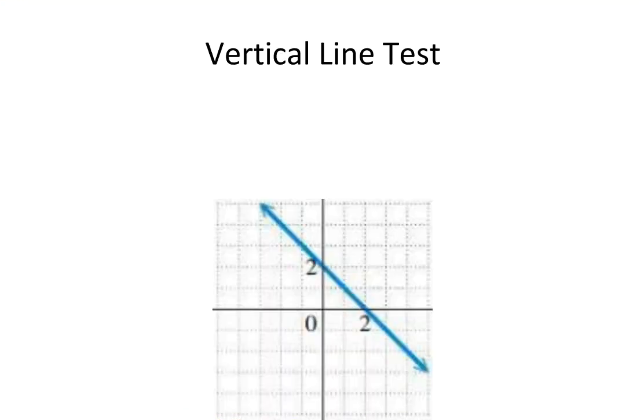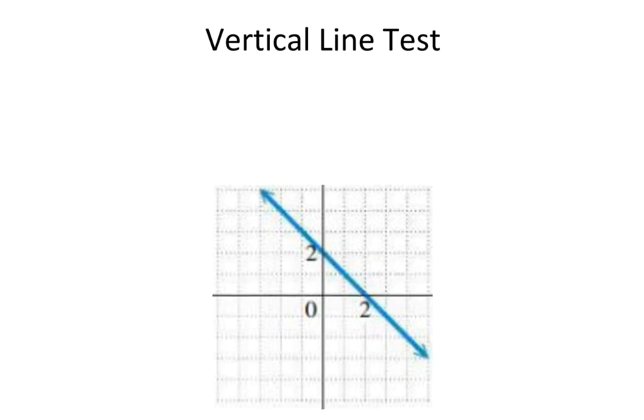Now, another way to look at a graph and determine whether or not it's a function is by the vertical line test. If you'll remember, a vertical line is a line that goes this direction. My line is not really straight, but pretend like it's straight. If I had a line going this direction, that would be a horizontal line. So we don't need a horizontal line. We are going to be dealing with a vertical line.